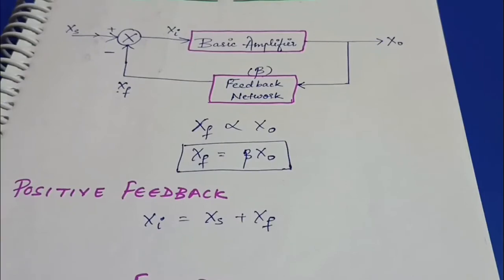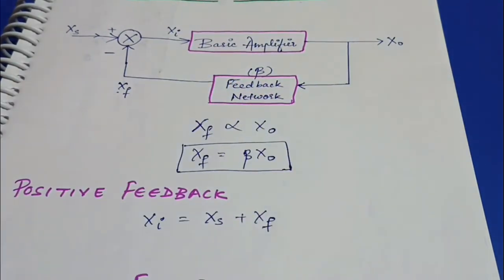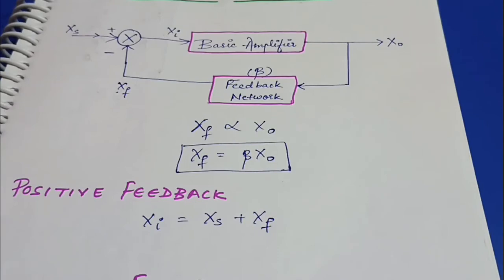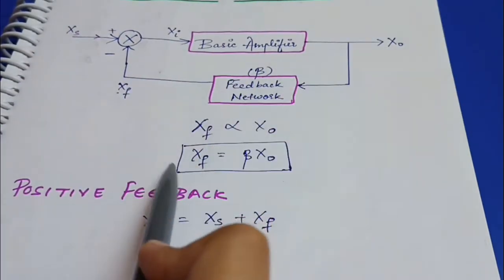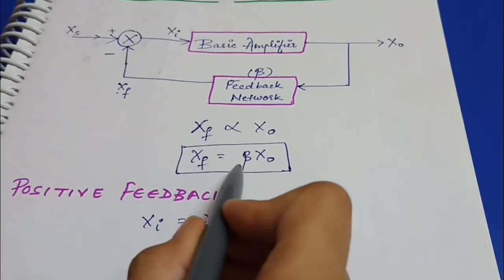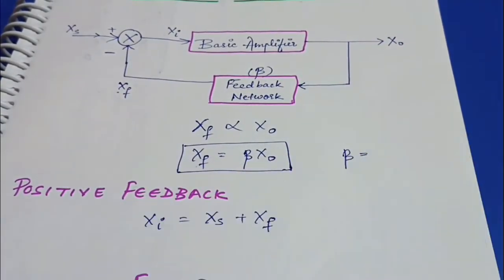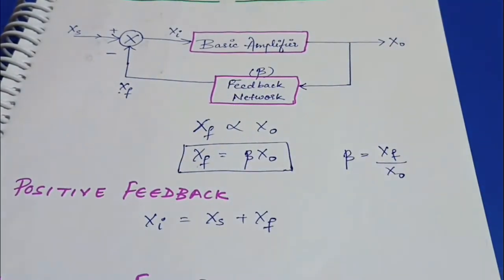Similarly, we can calculate the gain of the feedback network, which is beta, and it is also given by output by input, but here the output is XF, which is the feedback signal, and the input is basically our output signal. So it is given by XF by X naught. Here also you can see that XF equals beta X naught, and from here we can easily calculate the gain, which is beta equals XF by X naught.